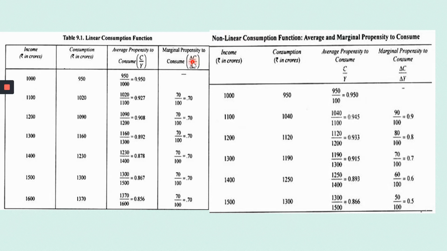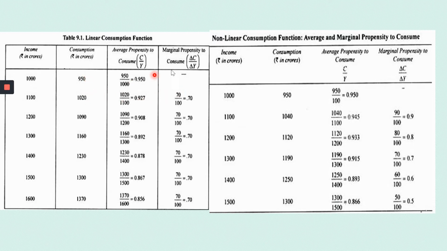Delta C means change in consumption divided by change in income. So how do I find out this change in consumption? You take this first one. Here it is 950 and here it is 1,020. So my income has increased. How much has it increased? It has increased by 70 crores, because it is given in crore. So the change in income is 70.